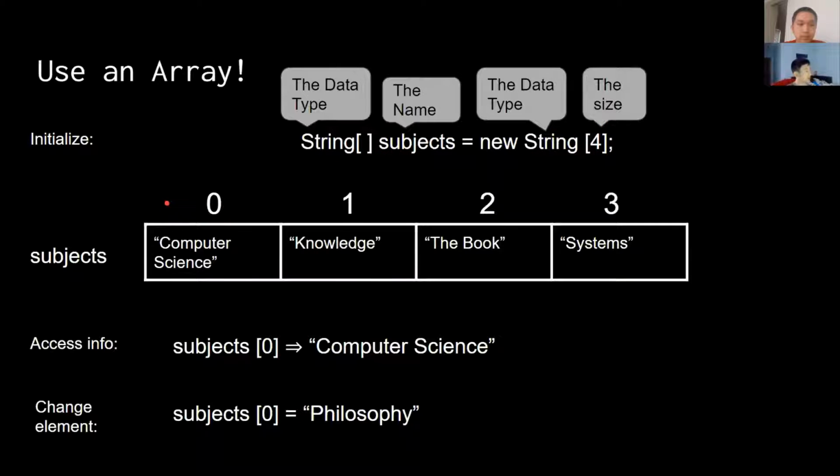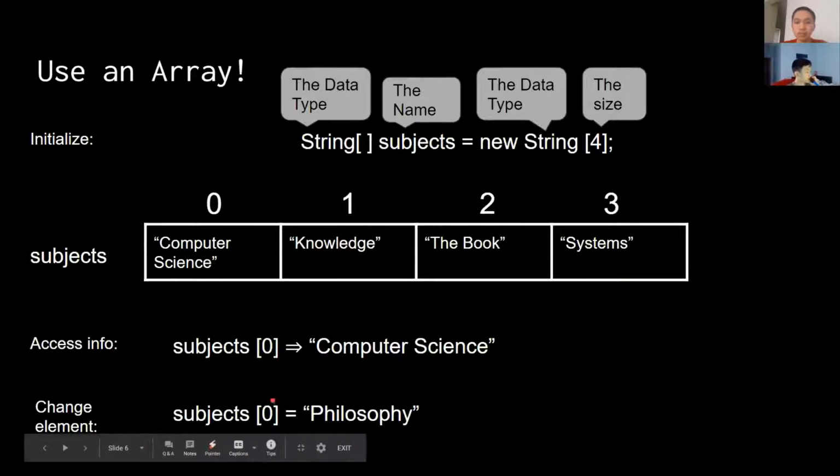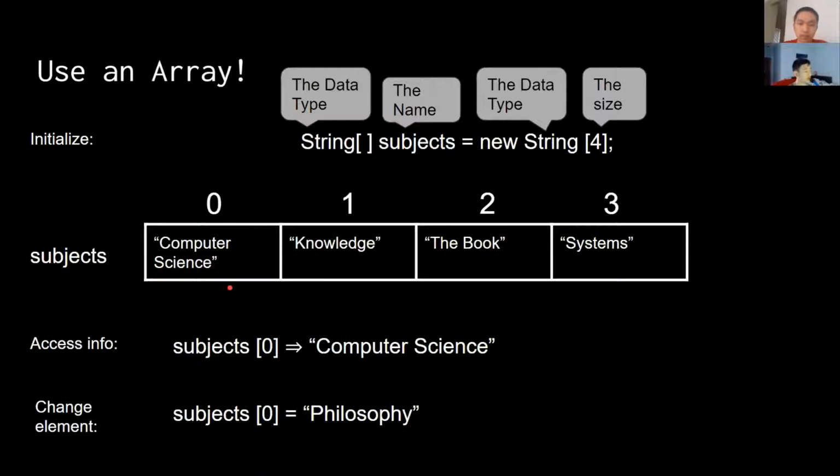You say new, and then you put the data type again, and the size of the array within square brackets. Self-explanatory. We start at index 0, so we have position 0, 1, 2, 3, even though we declared the size 4. But at size 4, you still have 4 positions. Makes sense. At subjects 0, you'll have computer science. If you want to change position 0, you can say subjects 0 is equal to whatever you want, in this case philosophy. Then over here, you would have philosophy in position 0 instead of computer science.